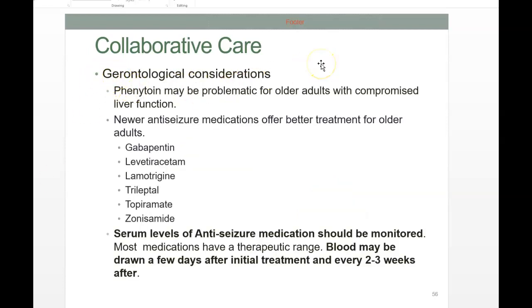Collaborative review, gerontological considerations. Phenytoin may be problematic for older adults with compromised liver functions. So they may be using the newer anti-seizure medications, which offer a better treatment for older adults, such as gabapentin, levetiracetam, lamotrigine, Trileptal, topiramate, and zonisamide.